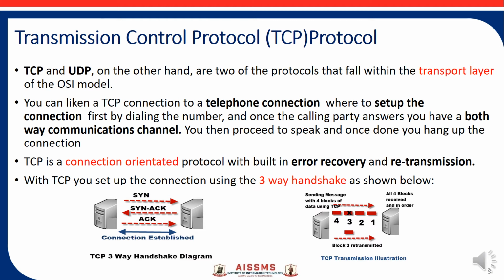It also provides facilities like error recovery and retransmission. That's why TCP is also known as a reliable communication protocol. In TCP, communication is performed with the help of a three-way handshake protocol, which is used between sender and receiver. So in the first figure, if you observe, the connection is established between sender and receiver with the help of a three-way handshake protocol.